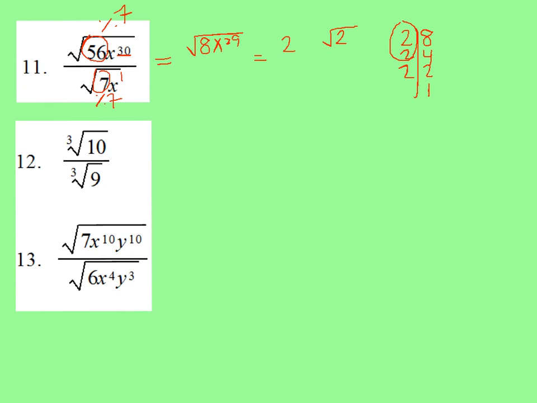Now we have to deal with our variable. We have 29 x's, so x to the 29th. Since our index is a 2, then we need groups of 2. So you think, how many groups of 2 can you make with 29 of them? If we divide it by 2, well, 2 goes into 29 14 times evenly, and then it has 1 left over. So x to the 14th comes out, and 1 x stays inside. It's left over. So here's our final answer.